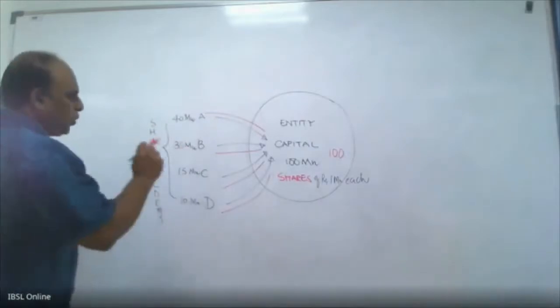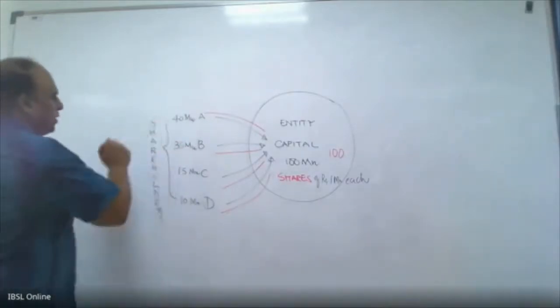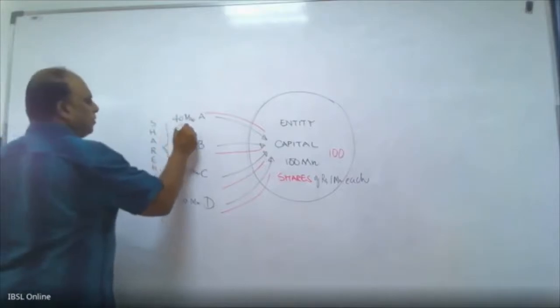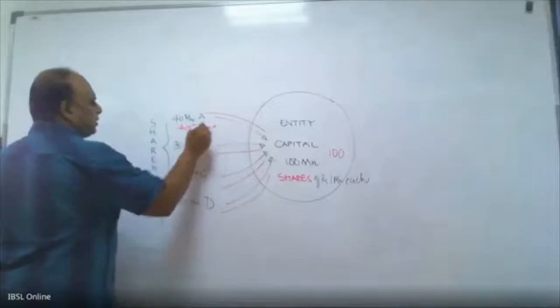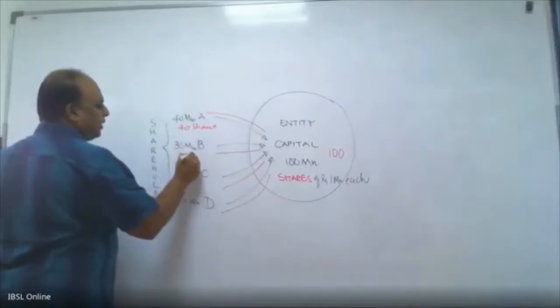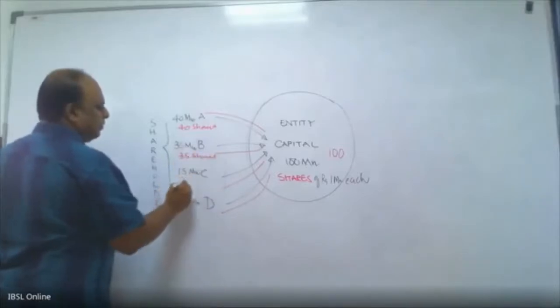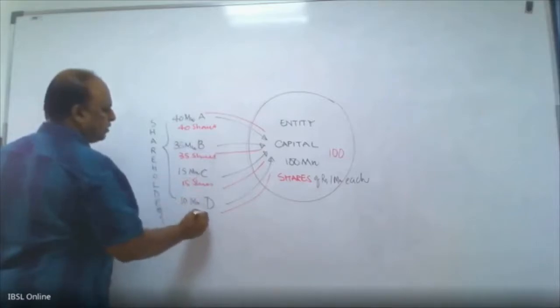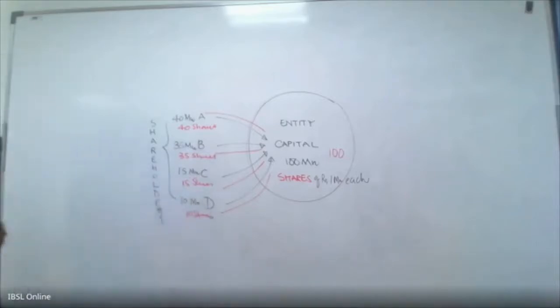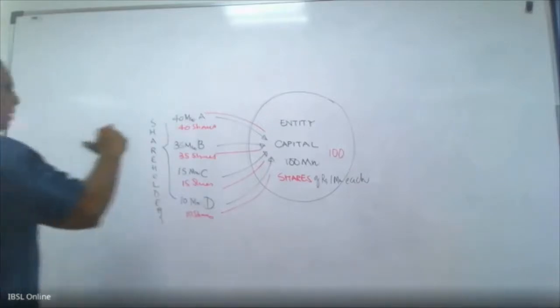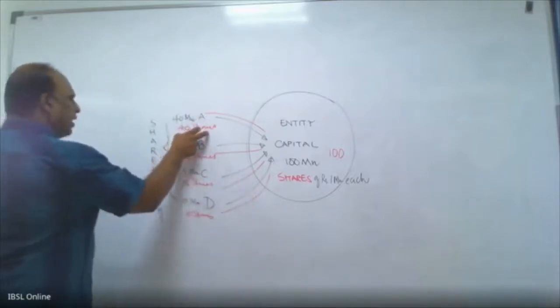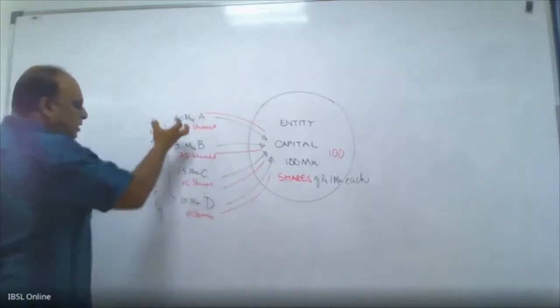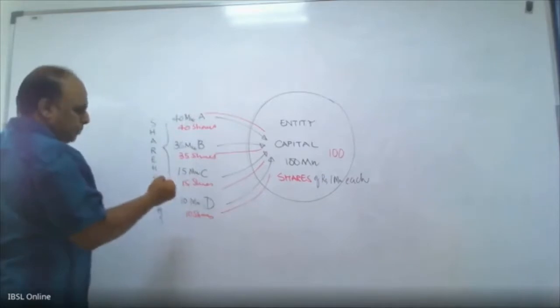Now, if it is totally 100 shares, how many shares will this person have? 40 shares. Am I correct? 35 shares. 15 shares. And here 10 shares. Right? So this is the document or evidence that they get in turn from the company that they are a shareholder. Now this is what gives them ownership.